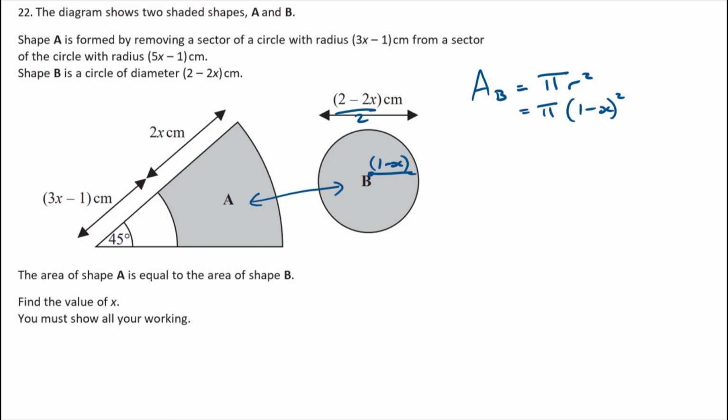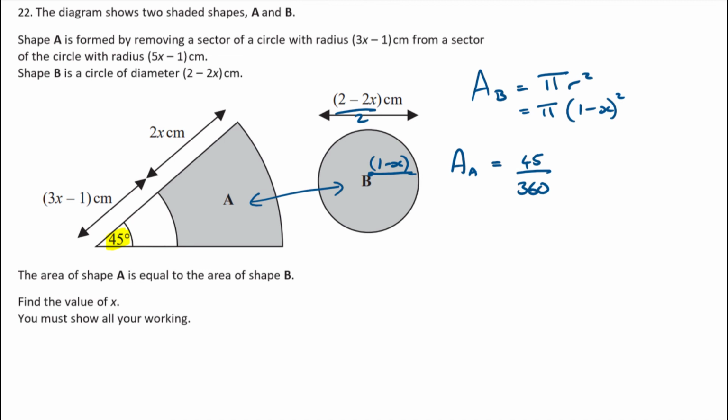Now let's have a think about area A. Area A is two sectors, isn't it, subtracted from each other. A sector has a formula: it's the fraction of the circle, isn't it? So you take that angle at the center and write that as a fraction over 360. So this sector is 45/360ths of the larger circle. What we've got is one sector, the big sectory bit, with this second smaller sector cut out of it, isn't it?